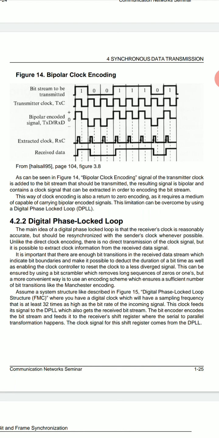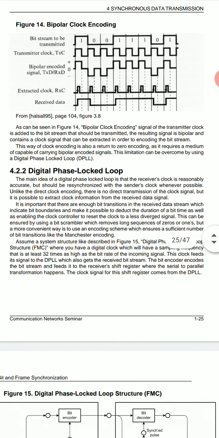The main idea of the digital phase lock loop is that the receiver clock is reasonably accurate. It means it should be resynchronized with the sender clock whenever required. Unlike direct clock encoding, there is no direct transmission of the clock signal, but it is possible to extract the clock information from the digital signal. So here, when we are talking about bit synchronization, we are using bipolar and the half cycle. So only the half duration of the clock pulse is used.